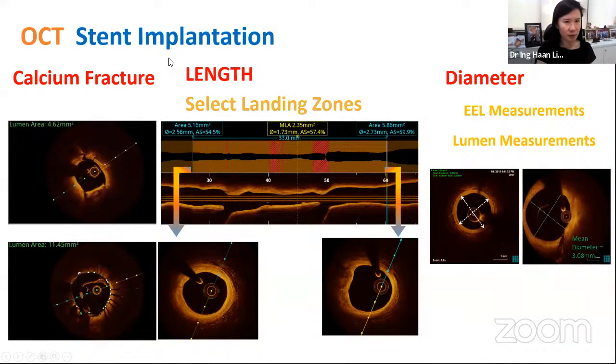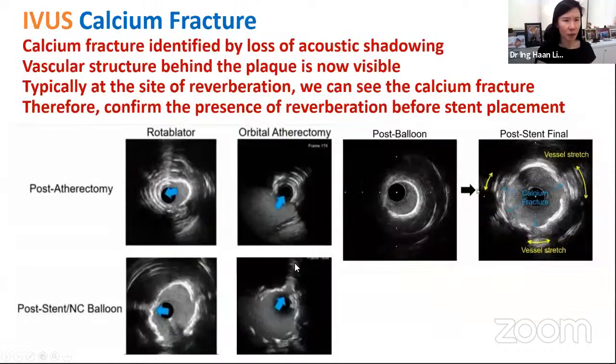OCT during stent implantation, as was demonstrated earlier in the live case and during some of the case presentations, is used to select landing zones and to size the stent that's been placed, avoiding possible thin cap fibroatheromas and avoiding implanting stent where the plaque burden is high.